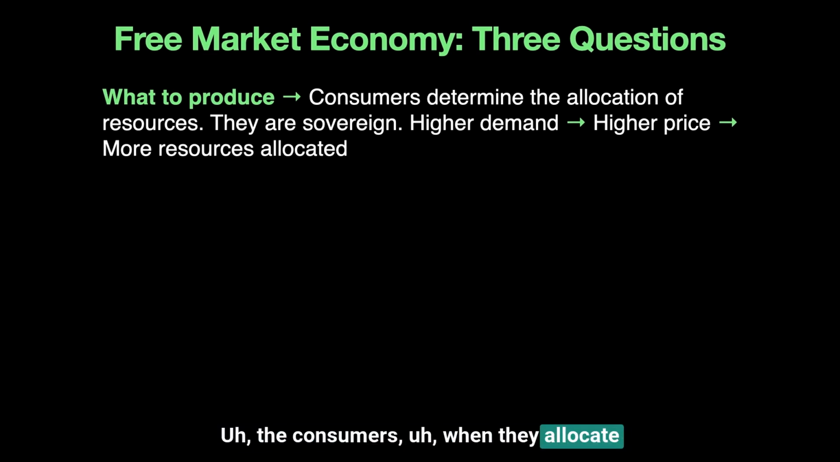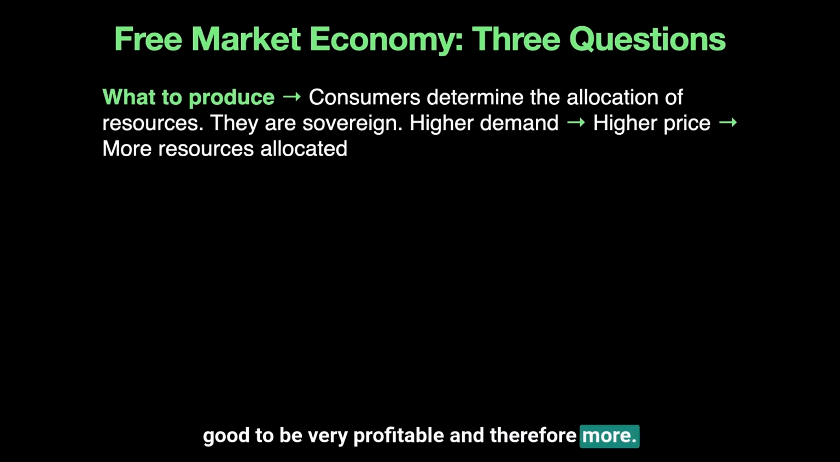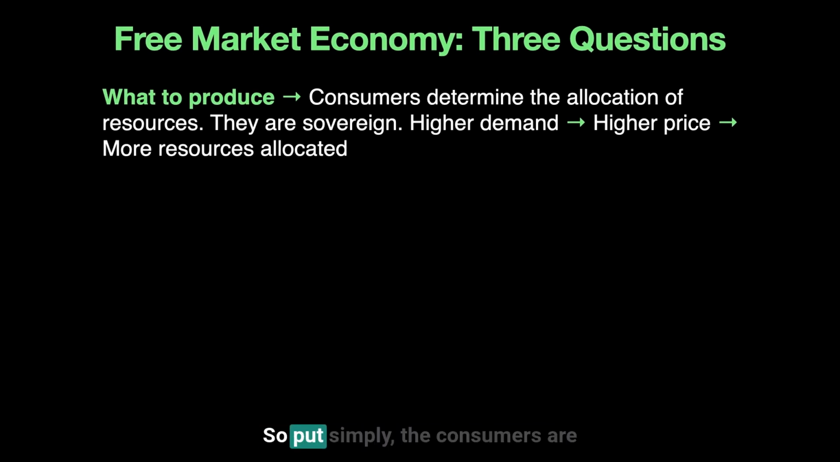When consumers allocate resources to a good and want to buy more of that good, the demand is high, we say. When the demand is high, automatically those resources will be produced. In other words, firms will get a signal, because higher demand leads to a higher price, something which we'll talk about later. That price means that firms will find the production of the good to be very profitable, and therefore more resources will be allocated for the production of that good. So put simply, consumers are deciding what to produce in a free market economy, and they do this through their spending on goods and services.